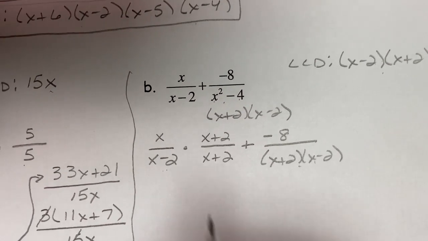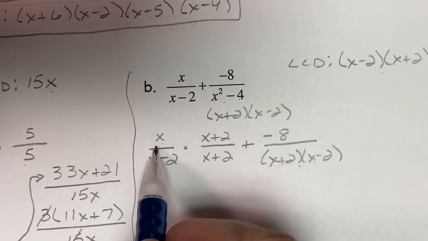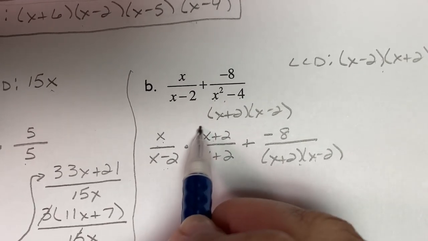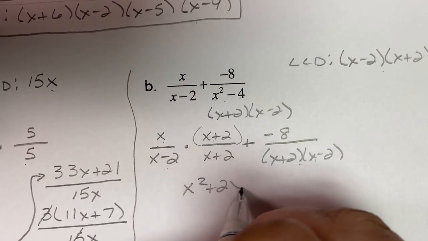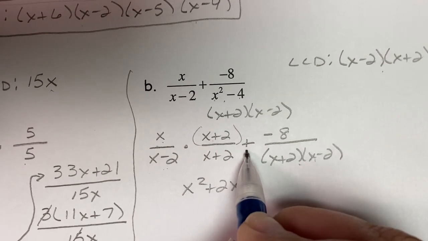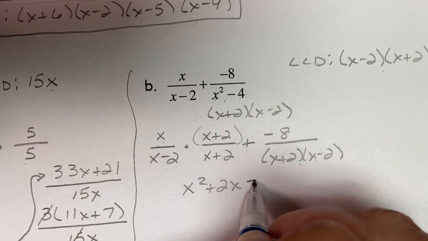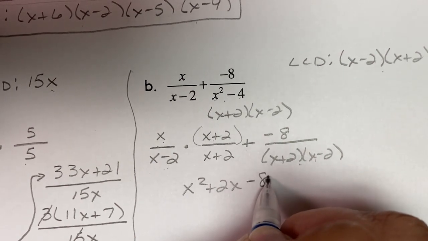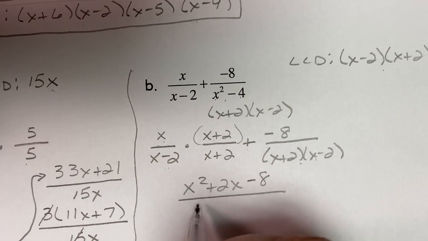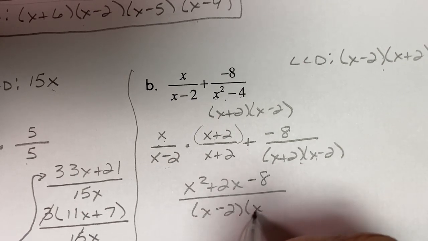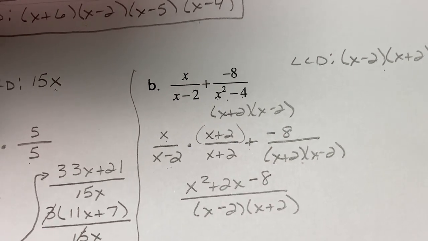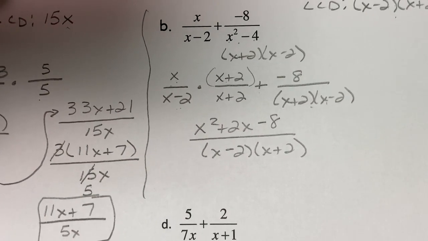All right, so here we go. Now it's time to actually multiply x times x plus 2. So I'm going to distribute right here, and I'm going to get x squared plus 2x. And then it's plus a negative 8, which is the same thing as minus 8, all over my common denominator of x minus 2 times x plus 2. So I've combined the fractions.